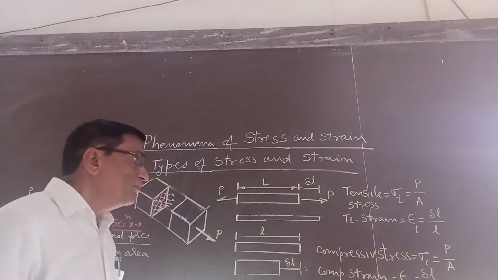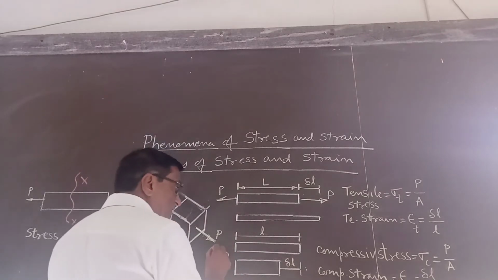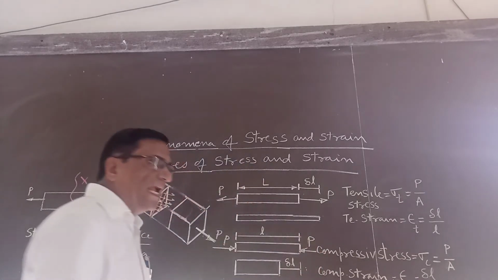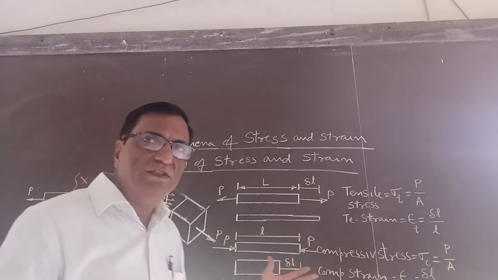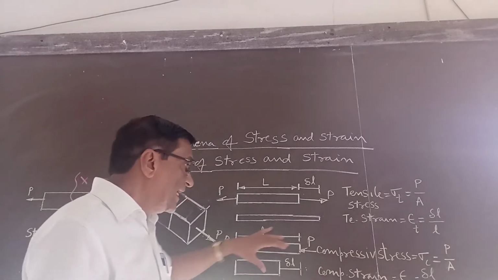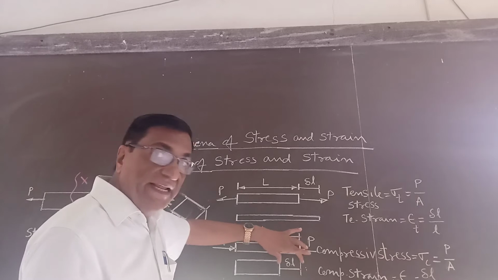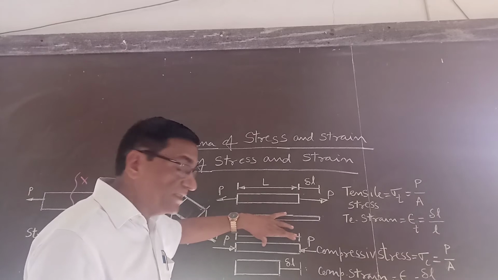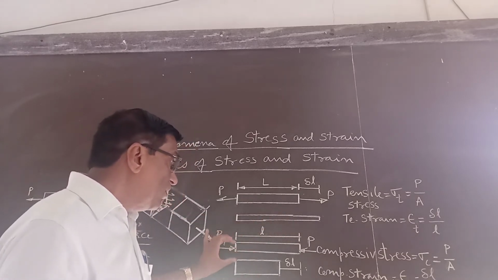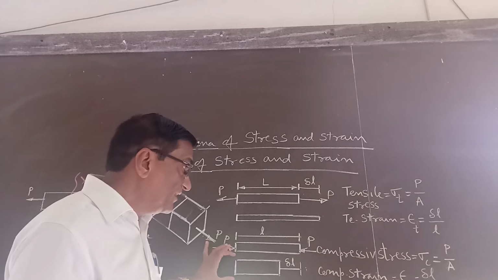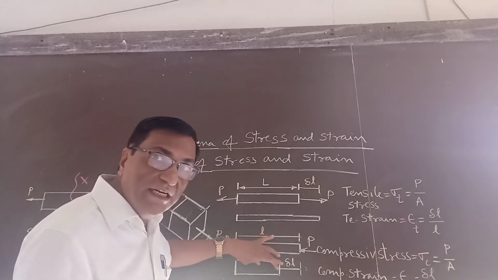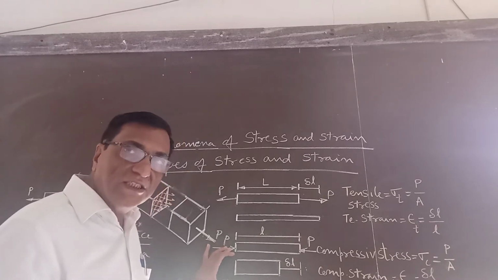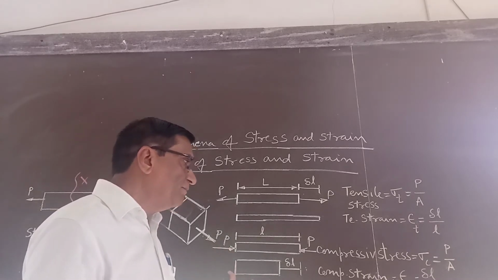Now suppose this member is subjected to compressive load. As the member is subjected to the compressive load, what will happen? That will cause a decrease in length. Suppose delta L is the decrease in length and L is the original length. Then it will cause an increase in diameter. The axial dimension will decrease and the lateral dimensions will increase.